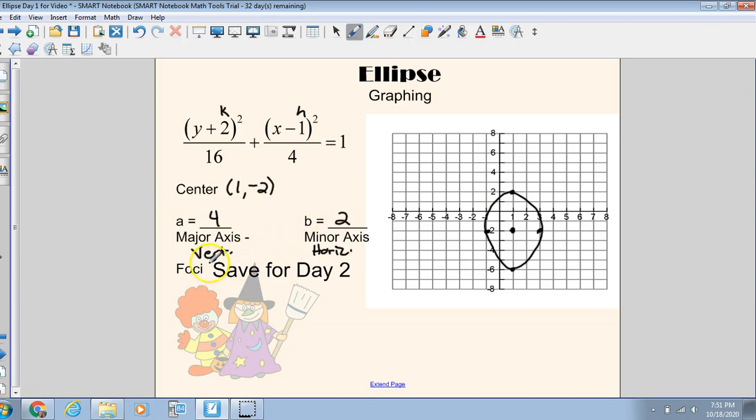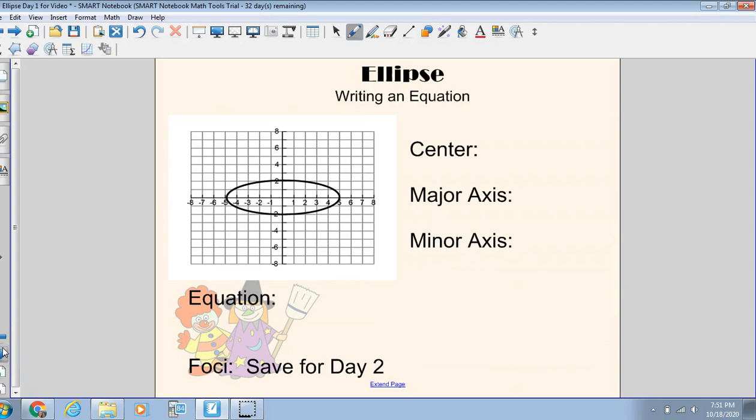The foci, we will talk about that in our next class and next video. Okay, now let's talk about writing an equation. To write an equation, we need to know the center, whether the major axis is horizontal or vertical, and what a and b are, and then we can put it into our equation.